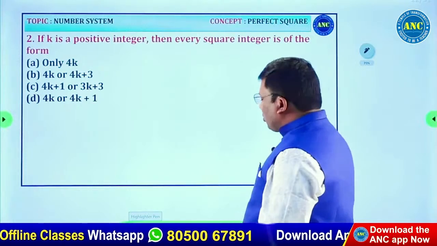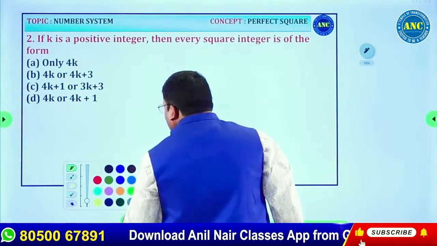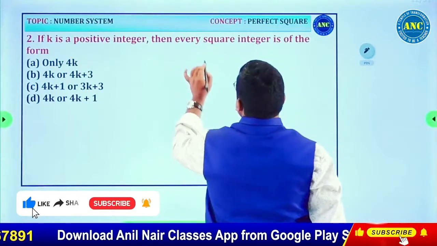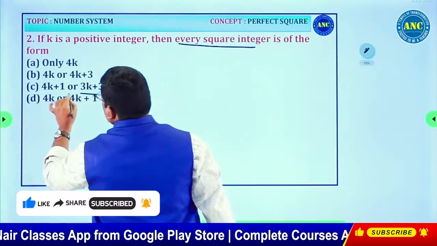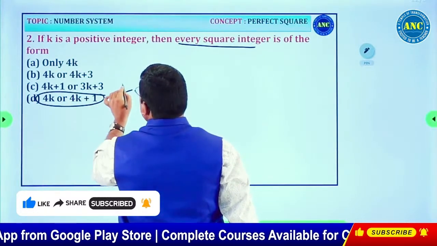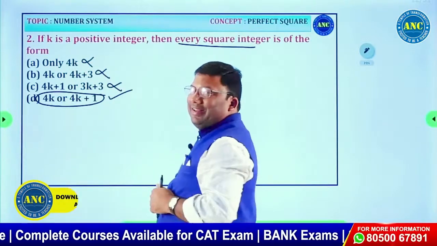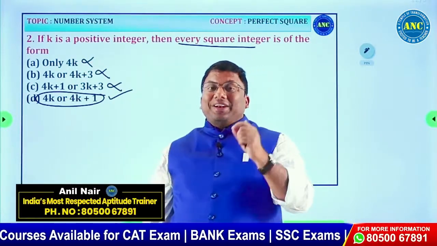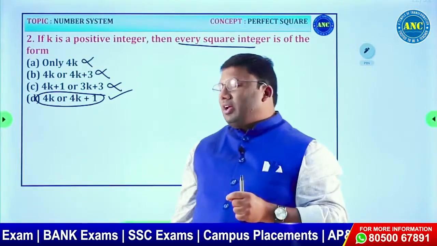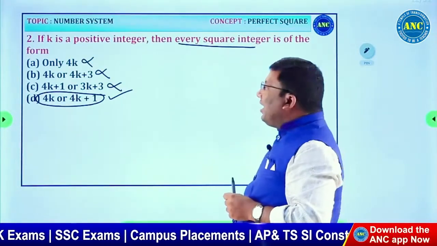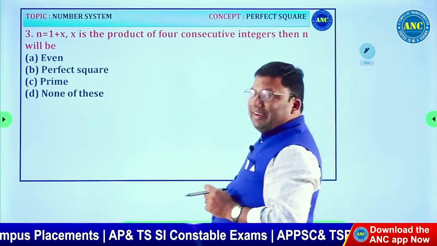Next one, second question. Once your fundamentals are clear, you can solve the questions very easily. If k is an integer, every perfect square will always give remainder 0 or remainder 1. What is the important property of a perfect square? When divided by 4, it gives the remainder 0 or the remainder 1. I hope the idea is clear.